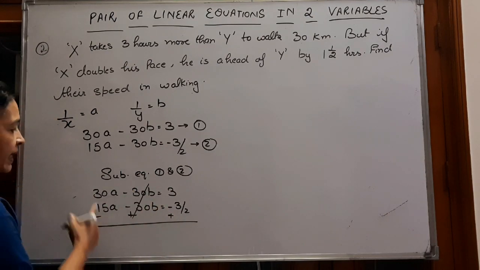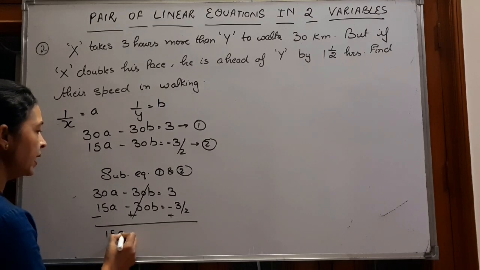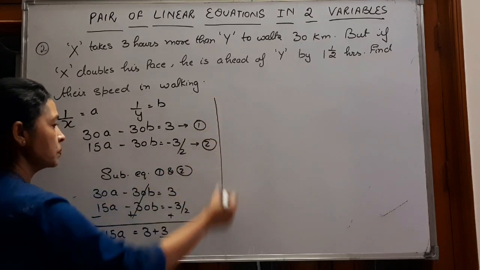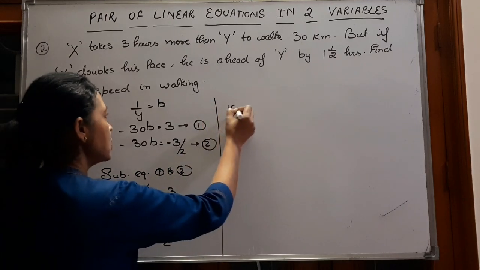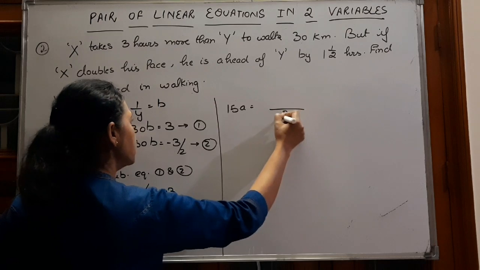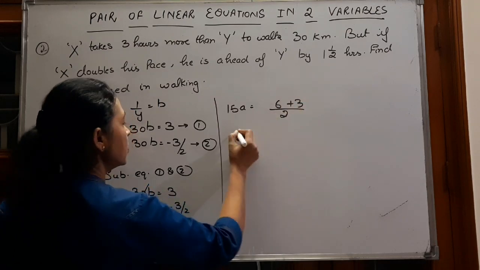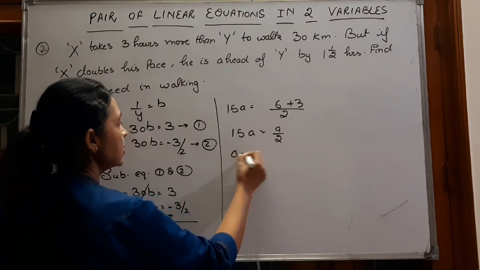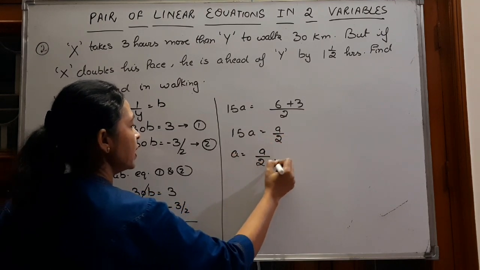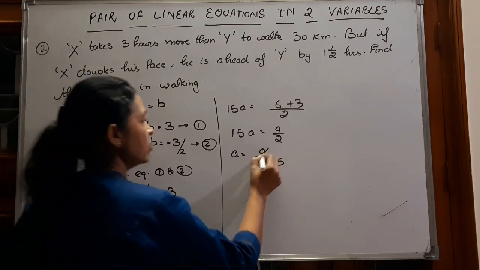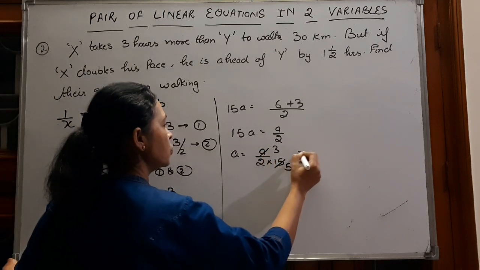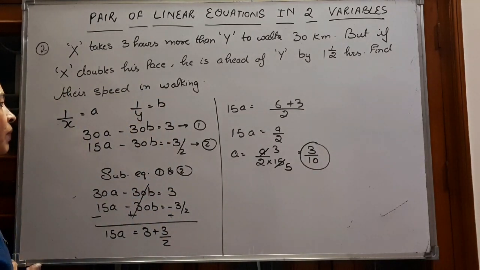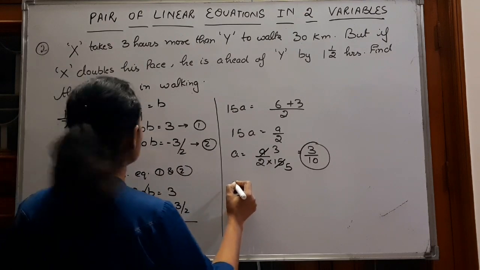We cancelled 30A minus 15A. We have 15A equals to 3 plus 3/2. 15A equals to, taking LCM 2, 3 2s are 6 plus 3. 15A equals to 9/2 and A is 9/2 into 15 in the denominator. 3 3s are 9, 3 5s are 15, so A is 3/10. Put the value of A in these equations.